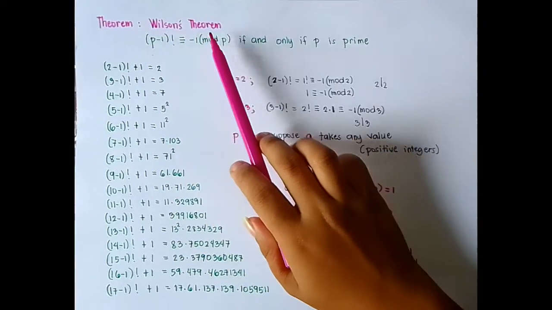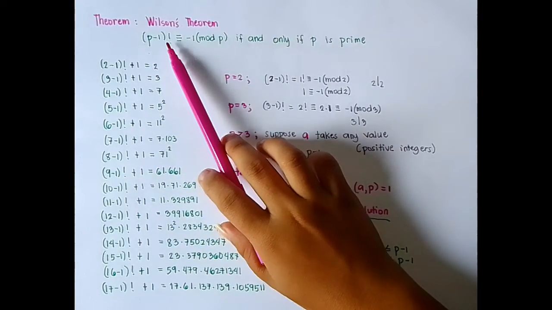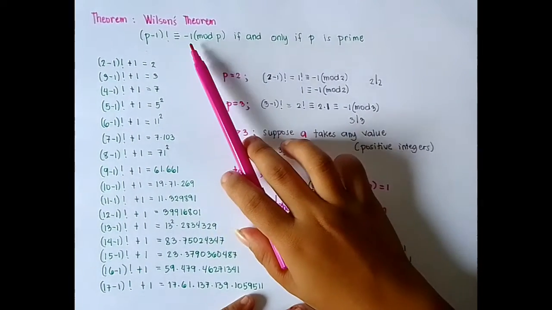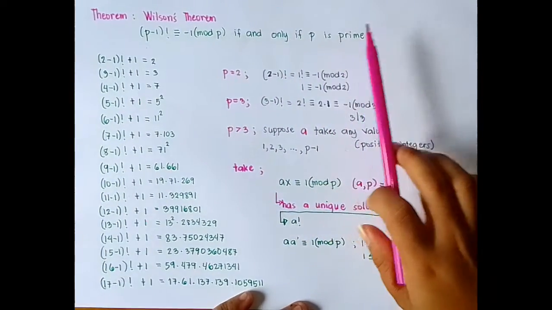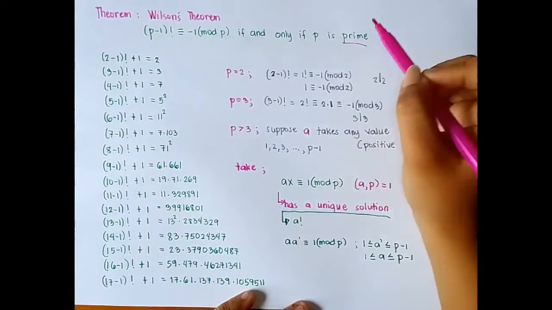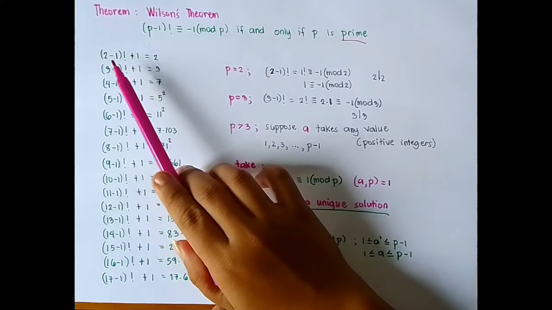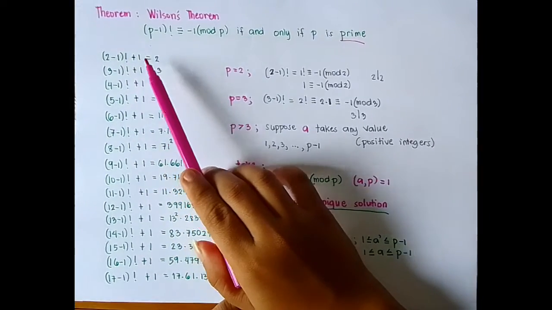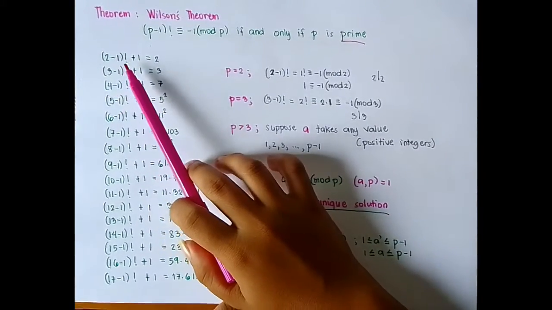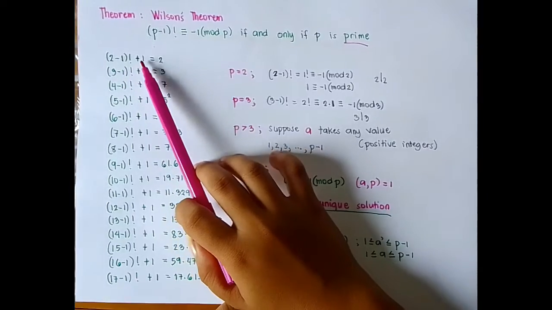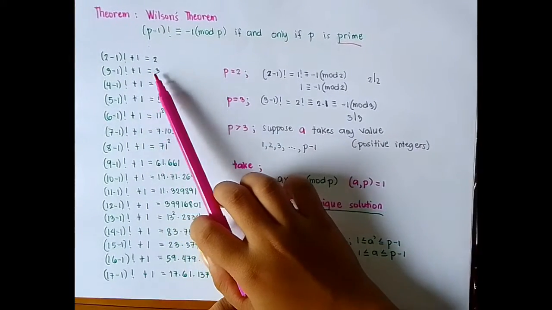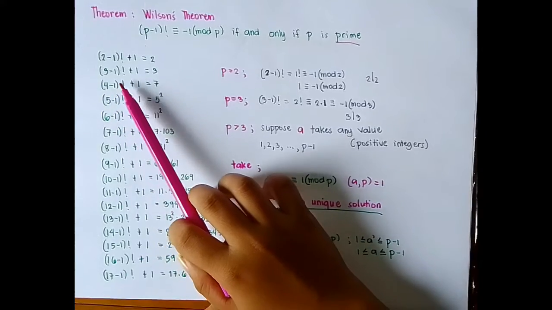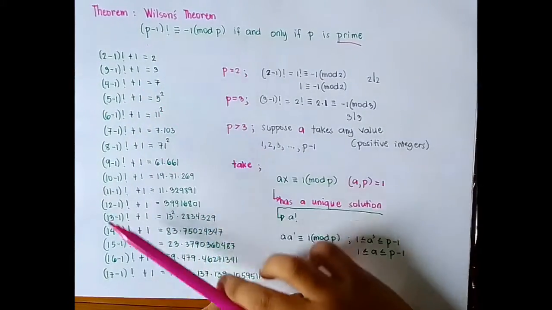Theorem. Wilson's theorem: (p minus 1)! is equivalent to negative 1 mod p if and only if p is prime. We have (2 minus 1)! plus 1 equals 2, since 2 minus 1 equals 1 factorial and 1 plus 1 is equal to 2. (3 minus 1)! plus 1 equals 3. (4 minus 1)! plus 1 equals 7, and so forth.